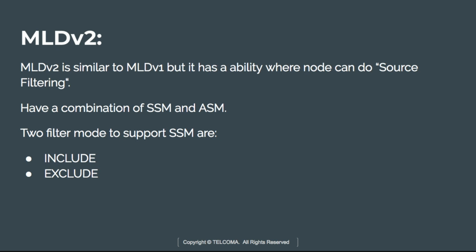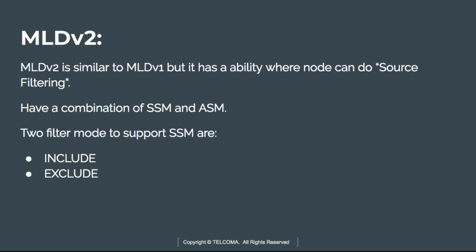So here a list will contain the source addresses of nodes that are present in a multicast group, and it will decide whether to send the packet to the particular devices that are added in the list, or not to send the message to those devices. So here it will have a combination of SSM and ASM, where SSM is source specific multicast and ASM is any source multicast. The two filter modes supported by SSM are include and exclude.